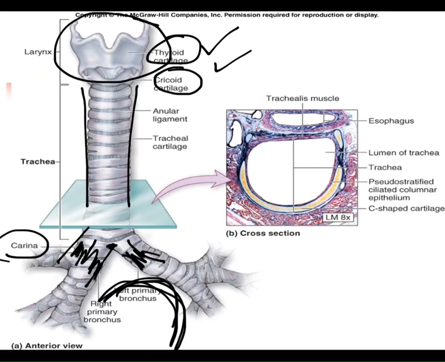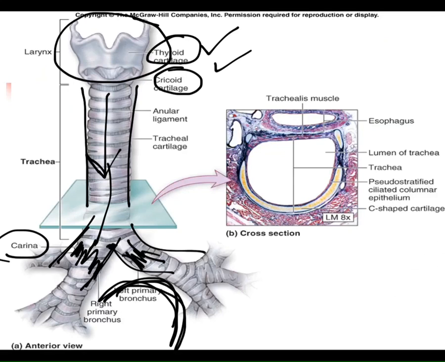It also is more vertical, so it's more of a straight downward shot. On the left-hand side, to make room for the heart, the left primary bronchus makes more of a horizontal turn. And it's smaller because there is less lung tissue on the left side. So if you're going to have something come down like a penny, if you're going to swallow something wrong or aspirate food down, it's more than likely going to drop down the right side.